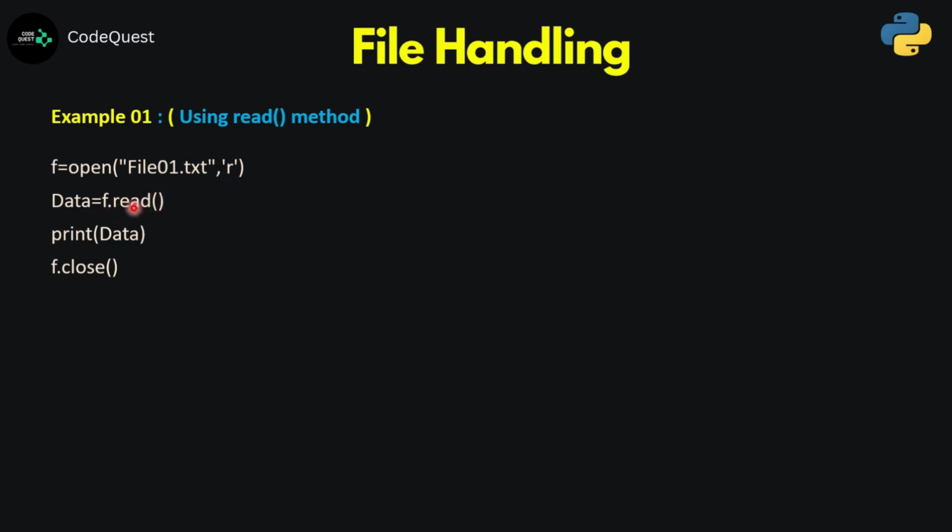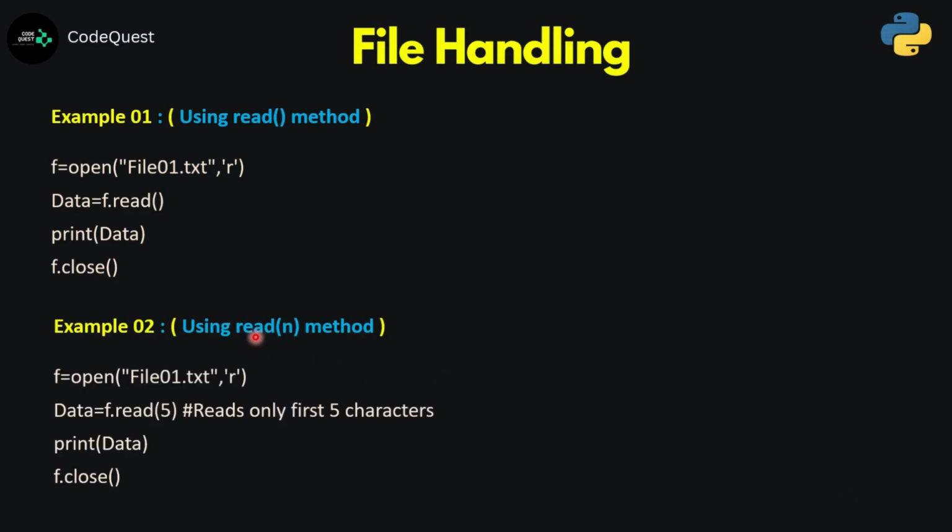Here we have called the read method using this file object, and the entire content is taken and stored inside the variable data, which later we print on the screen with the help of print followed by data, and as recommended we close the file.